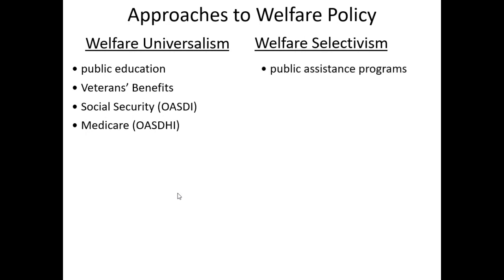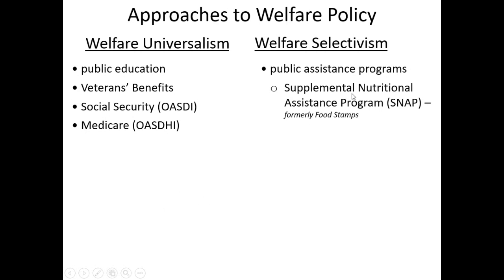Here are some examples of programs that would fall into the other category, welfare selectivism, where there is a means test applied. So a number of programs that we would consider to be public assistance programs. Here's one that I bet you've heard of before, Supplemental Nutrition Assistance Program, SNAP, as it's often called. It used to be called food stamps.